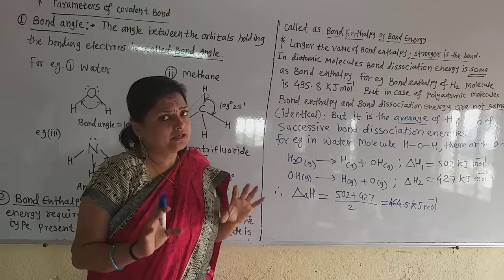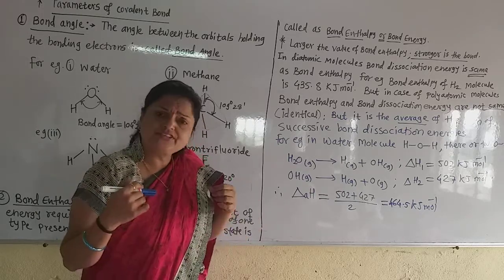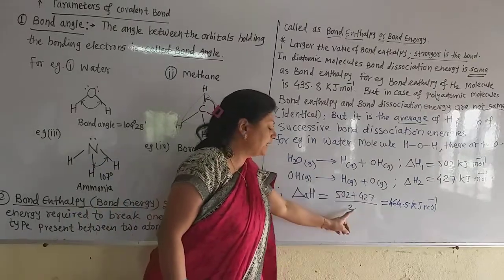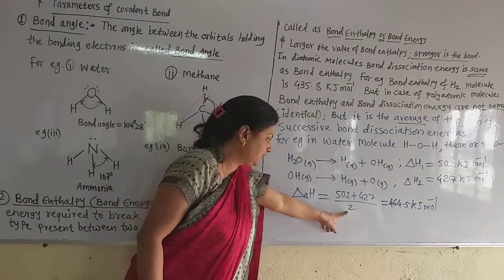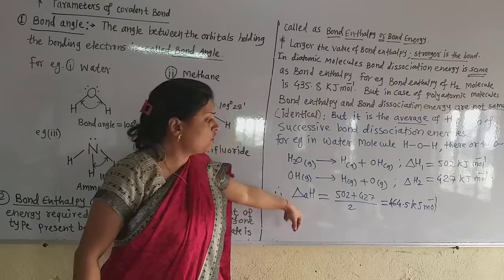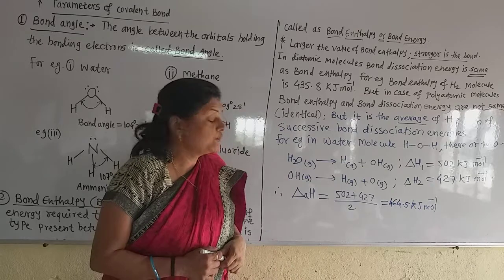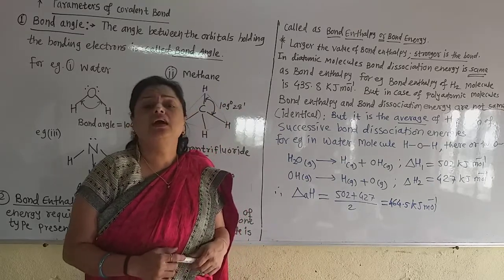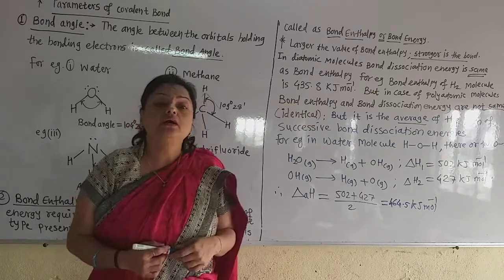These two values are slightly different. So which is the bond enthalpy then? Just do the summation of them and divide by the number of bonds. We break two bonds, so divide by 2. Now the bond enthalpy of the water molecule is equal to 464.5 kilojoule per mole. That is its bond enthalpy. In this way, in polyatomic molecules, we can also calculate the bond enthalpy.